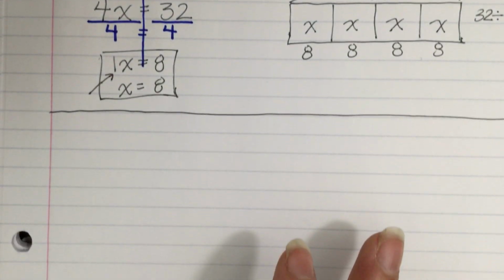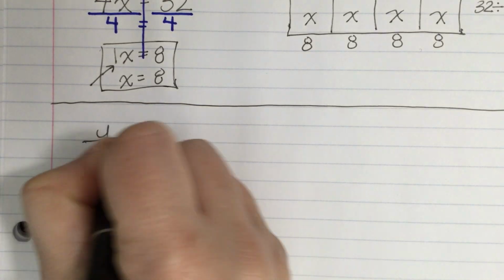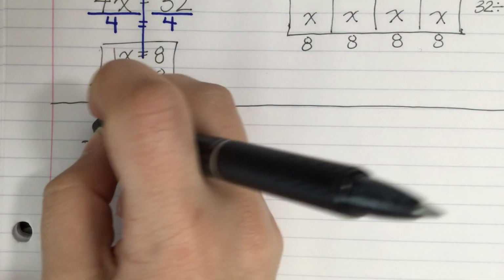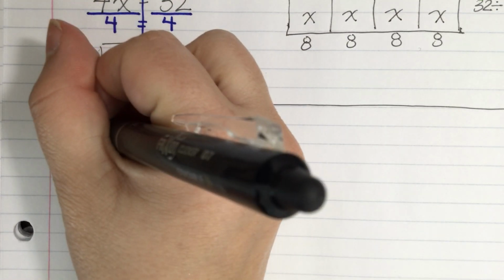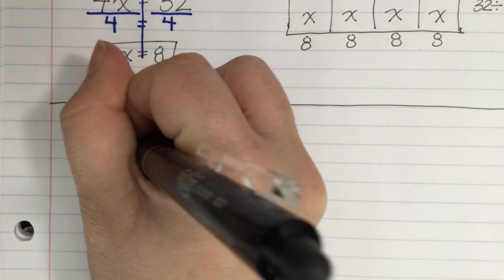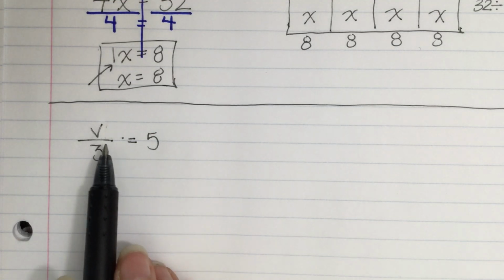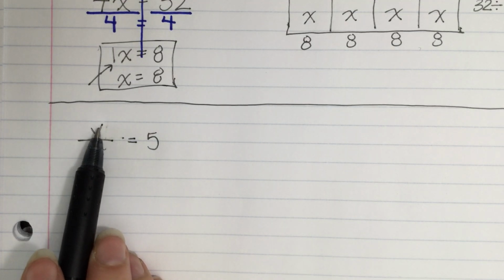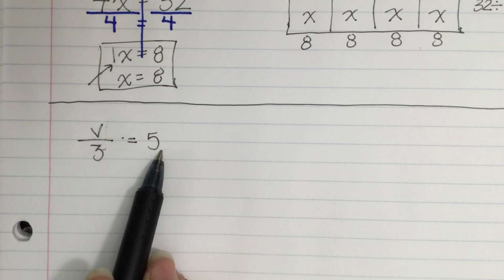The last type of problem is when we're looking at division. So if you had y, use a different variable since it crosses underneath of the line. Let's say we had v over 3 is equal to 5. So what this is saying is whatever this v is, whatever this number is, we're dividing it into 3 pieces and it's equal to 5.